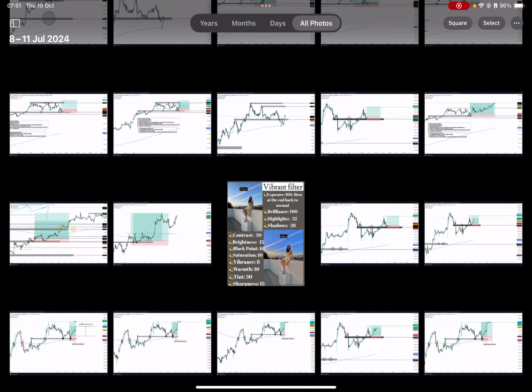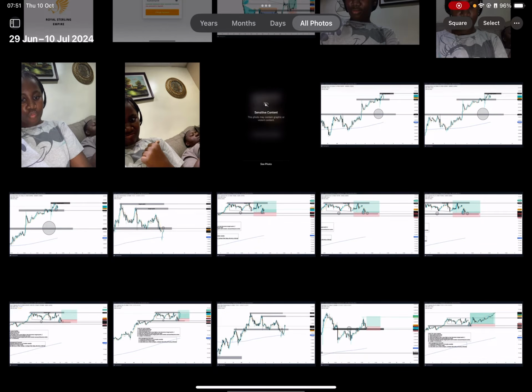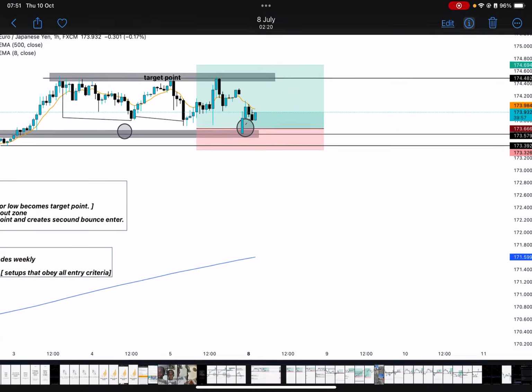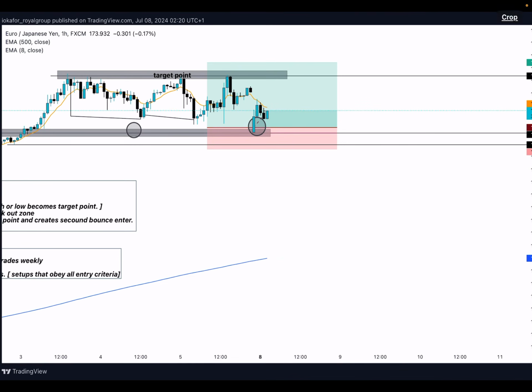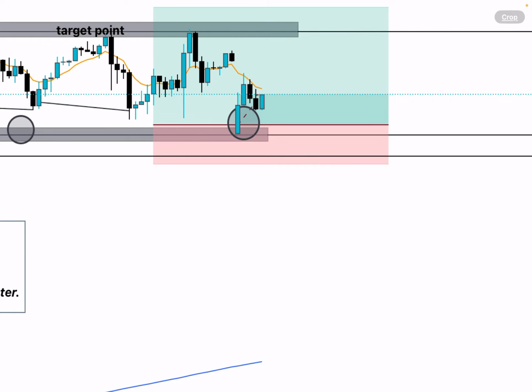So this is the build up of the trade, right? This is the first bounce where we saw the first bounce.